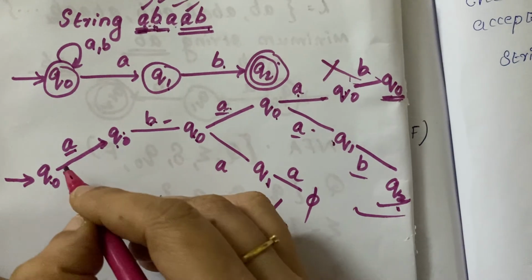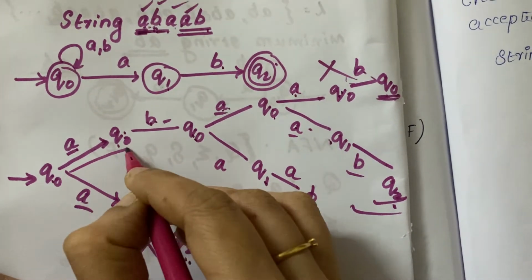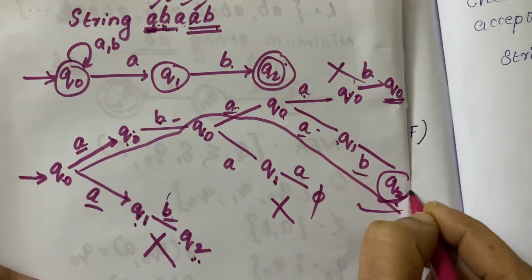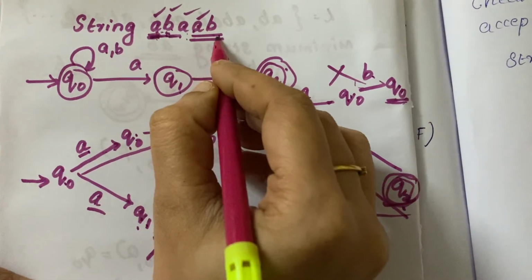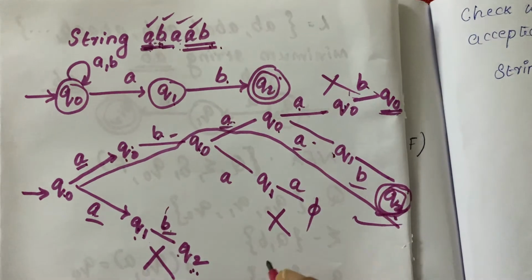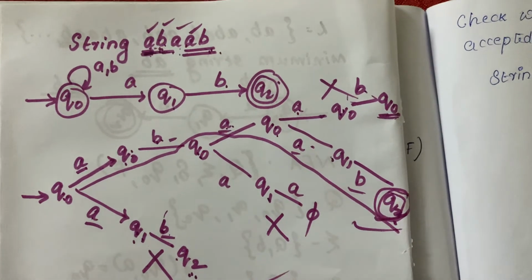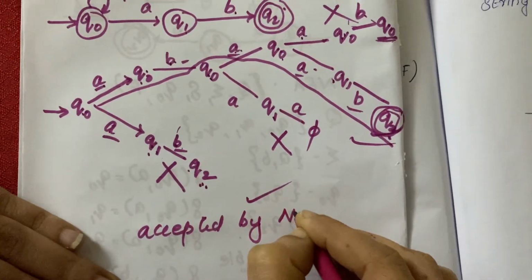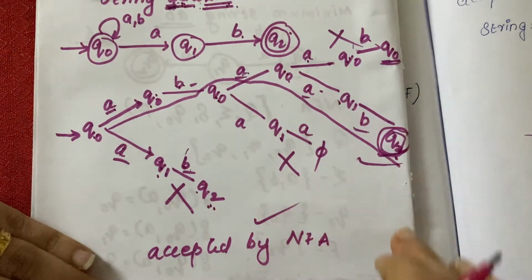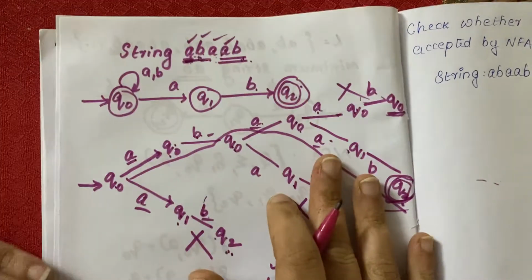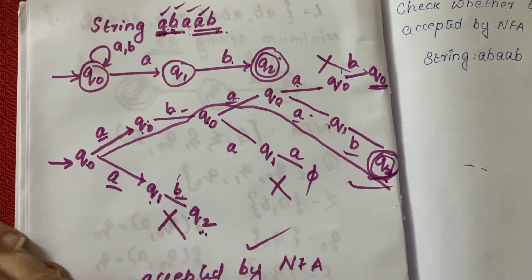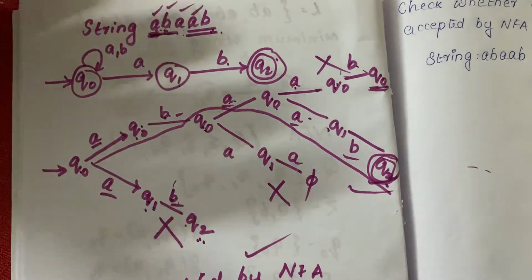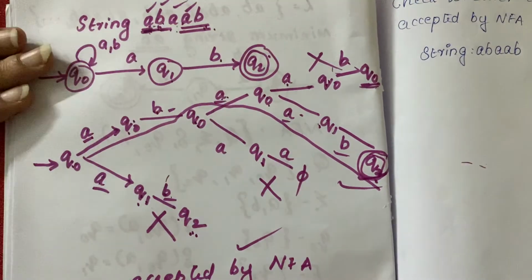The move which is acceptable is when it comes like this, like this, like this. This move is acceptable as it reaches the final state and completes the entire string. So this string will be accepted by the NFA. This will be the move. Like this, they can ask, giving a string, whether the string is accepted by the NFA, and draw the move. That is how the string works inside your NFA.